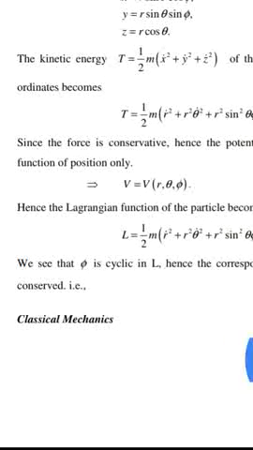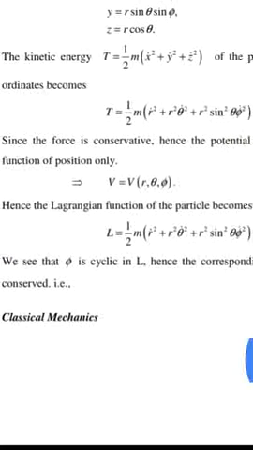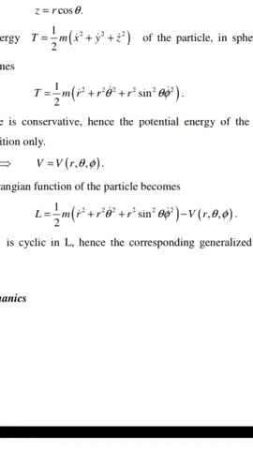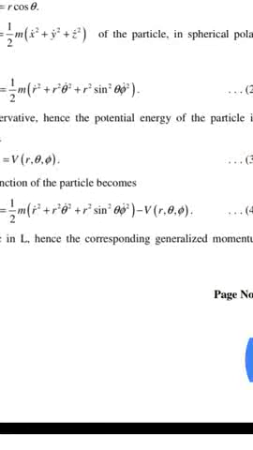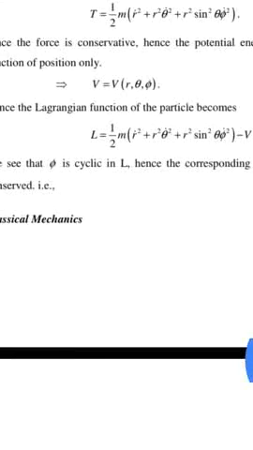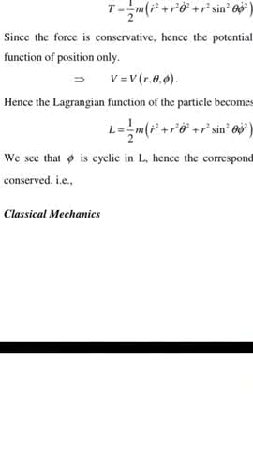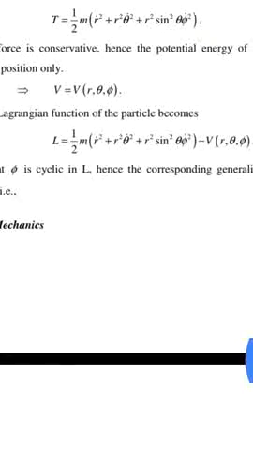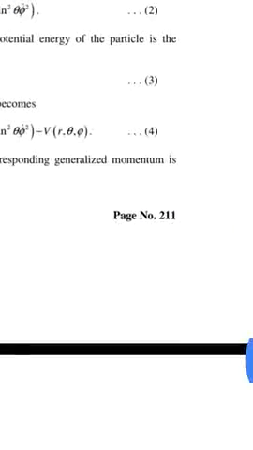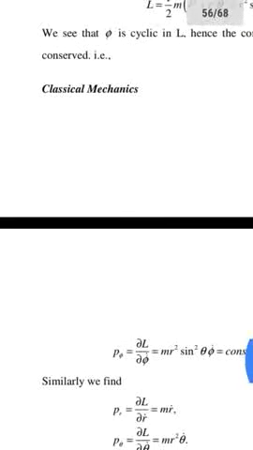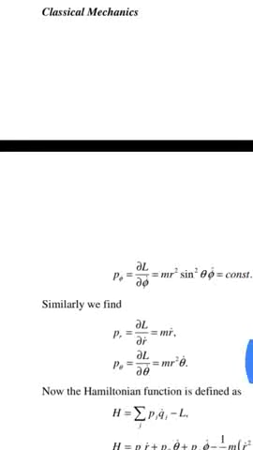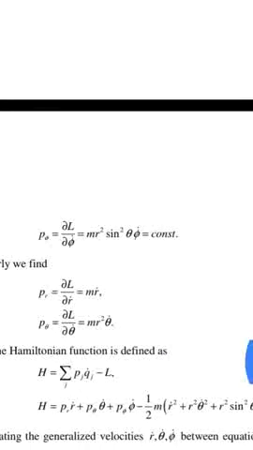Hence the Lagrangian function of the particle becomes L is equal to 1 by 2 m (r dot square plus r square theta dot square plus r square sin square theta phi dot square) minus V of r, theta, phi. We see that phi is cyclic in L, hence the corresponding generalized momentum is conserved, that is p phi is equal to del L by del phi dot is equal to m r square sin square theta phi dot is equal to constant.